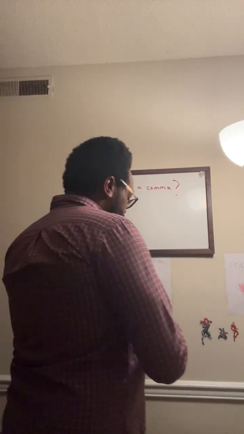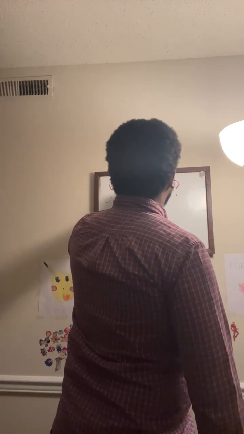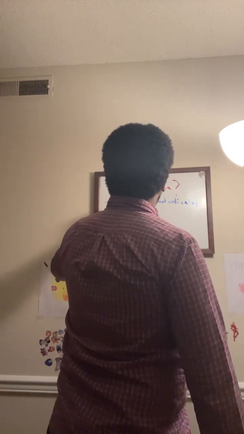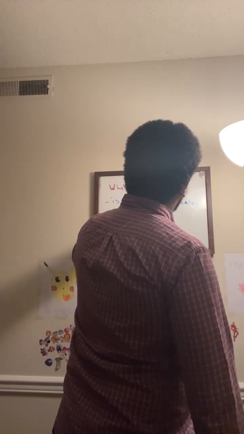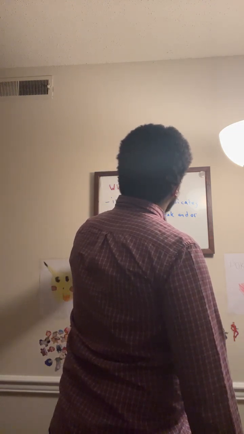Okay, you probably came up with answers on it by yourself. A comma is punctuation that indicates a pause, shift, break, and or a list in a sentence.